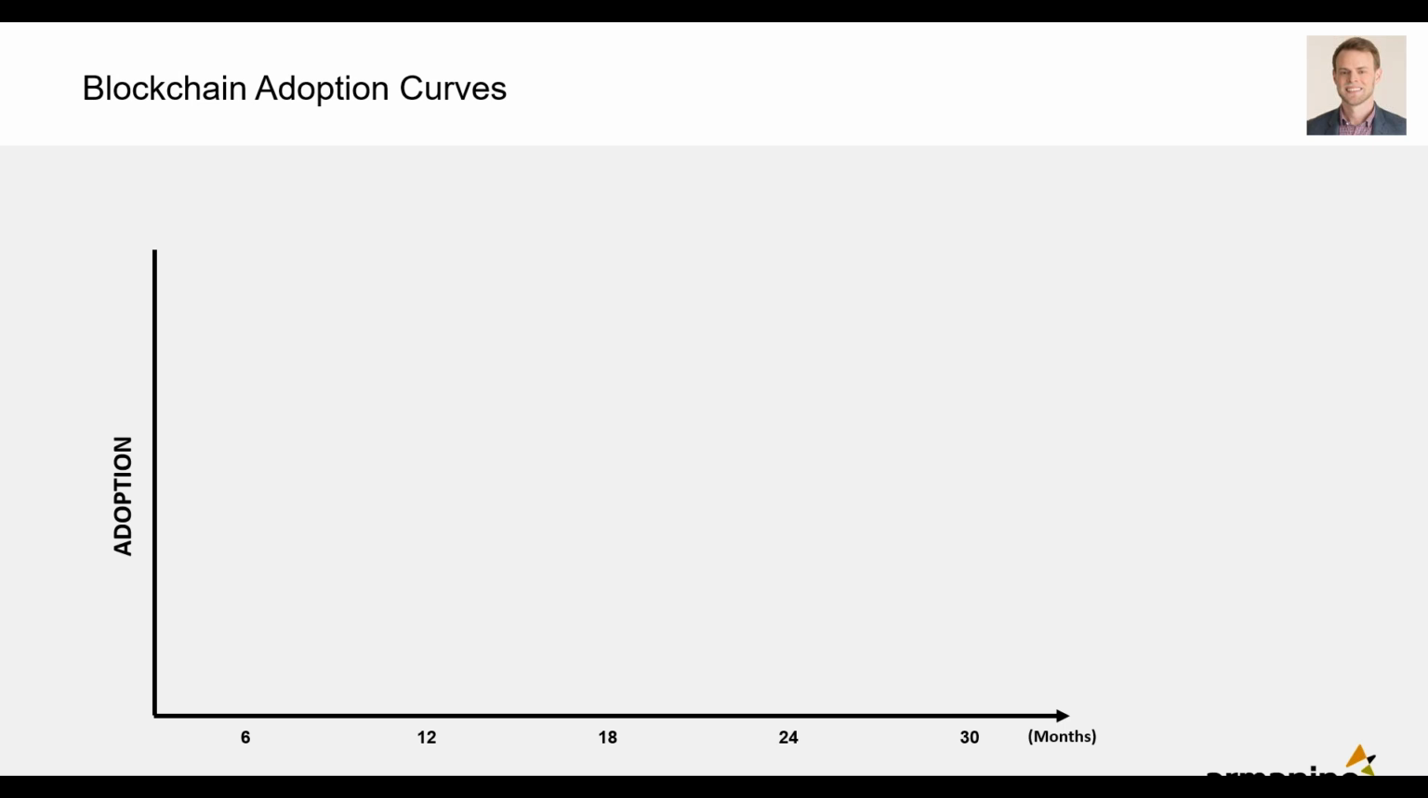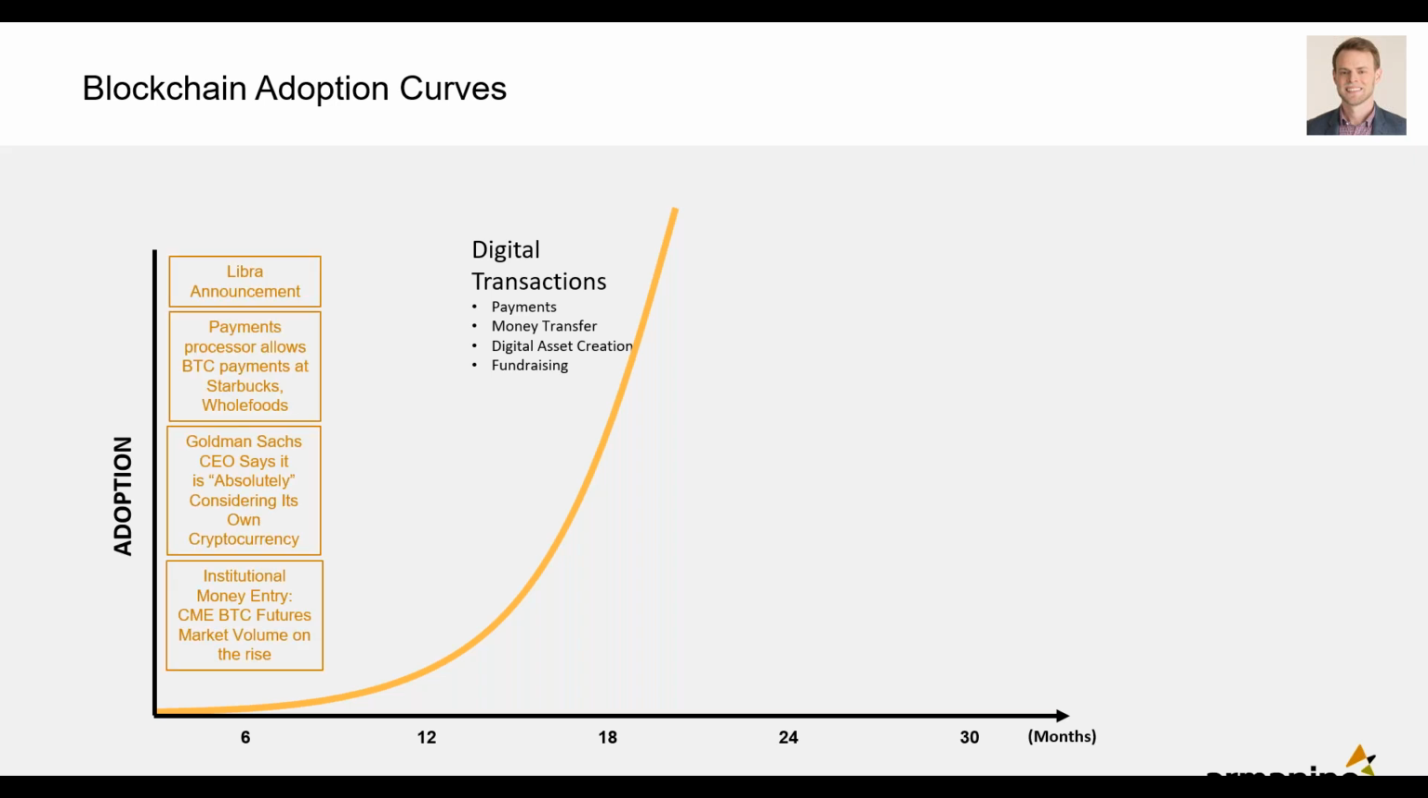Okay, so how do we think about this technology as a whole? I'm going to ask you to kind of step back now for a second and try to think of this more at a meta level here. So at Armanino, we think of any new technology as going through a number of adoption curves. And the first adoption curve that we expect to see with blockchain technology is around digital money, digital transactions, so payments, money transfer, digital asset creation, and even fundraising. And we think that that adoption curve is underway, but it will start to really exponentially take off in the next few quarters.